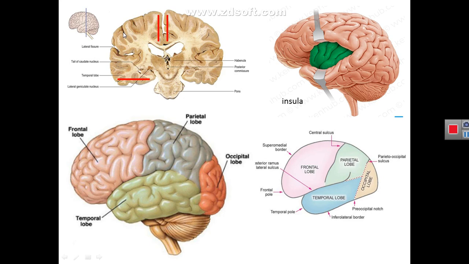To the inside of the gray matter of the cortex is the white matter of the cerebrum that contains myelinated nerves. And the white matter of the cerebrum contains masses of gray matter that will be studied later on.